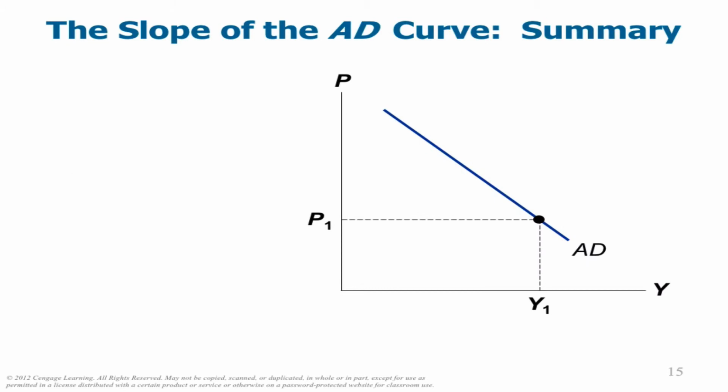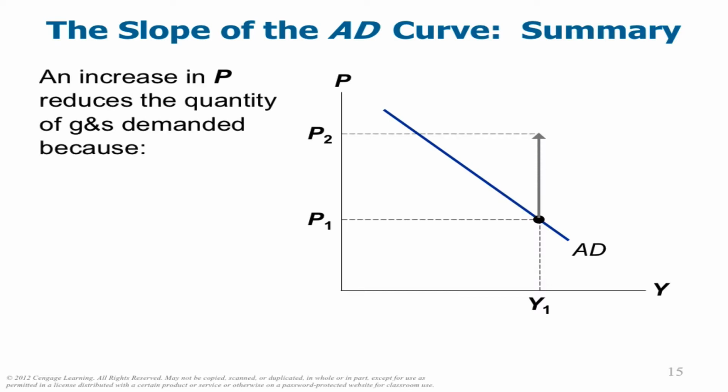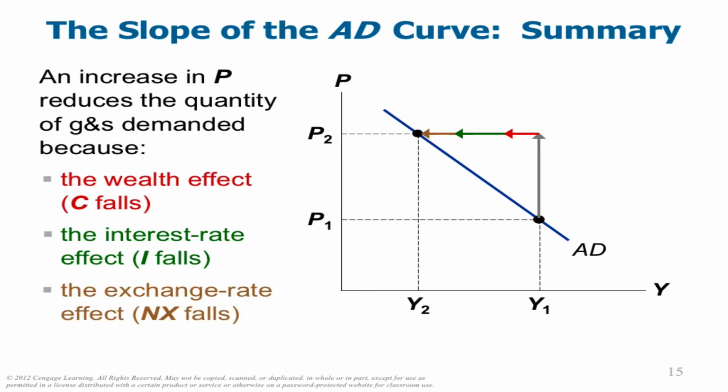Yeah. So, to put it all together, investment falls, because interest rates have risen. So the increase in the price level reduces the quantity of goods and services demanded because of the wealth effect, the interest rate effect, and the exchange rate effect. So this is saying in the short run, price level rises and then all these things happen. This is all short run. Yes.